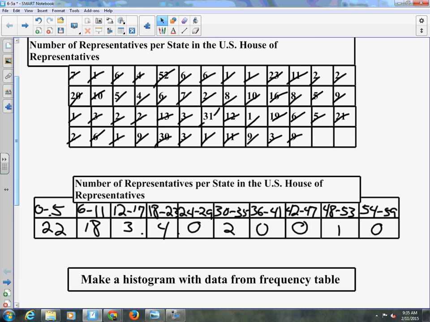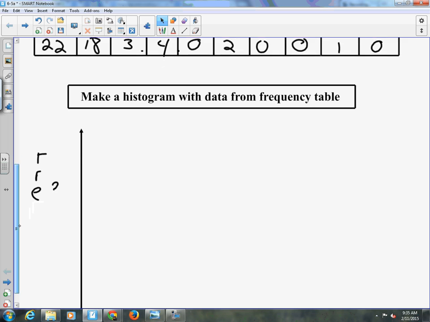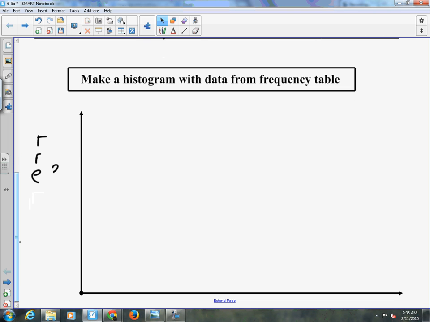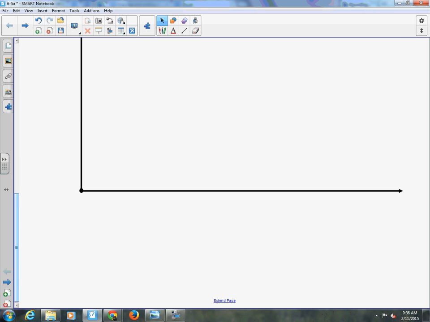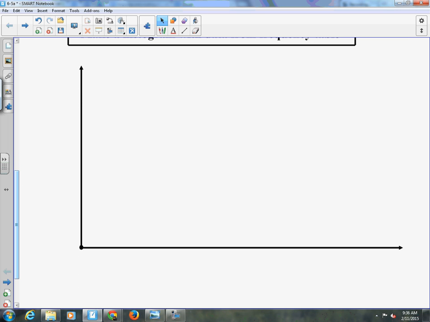Now, the next thing that we're going to do with this table, with what we just made, we are going to be asked to make what's called a histogram. A histogram is a lot like a bar graph. It looks very, very similar. Anybody that has had scientific inquiry has experience making bar graphs. This is very, very similar.